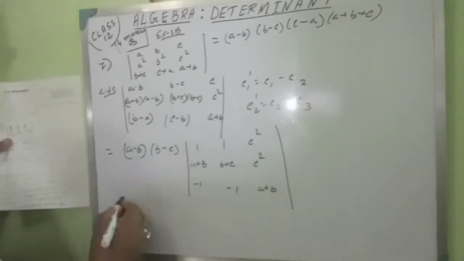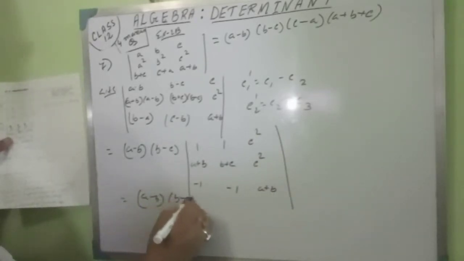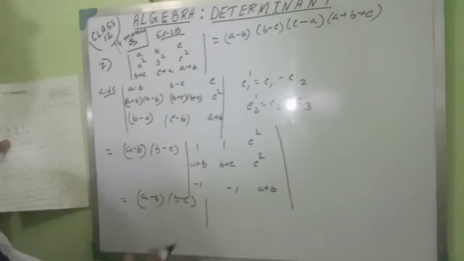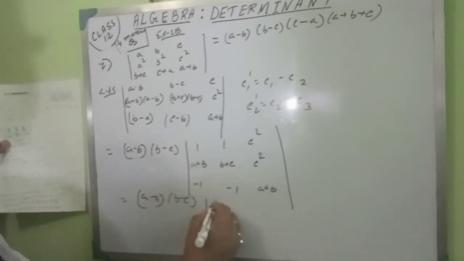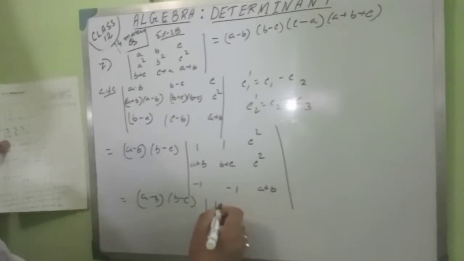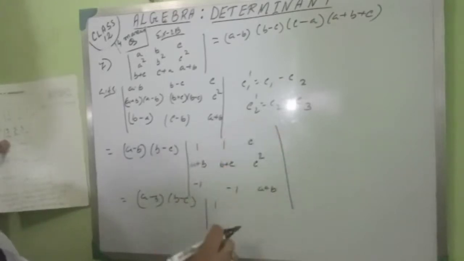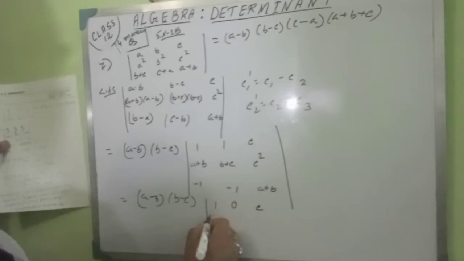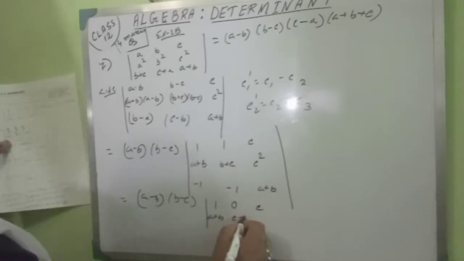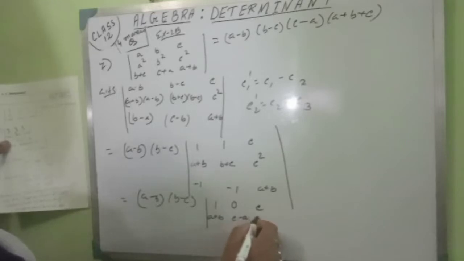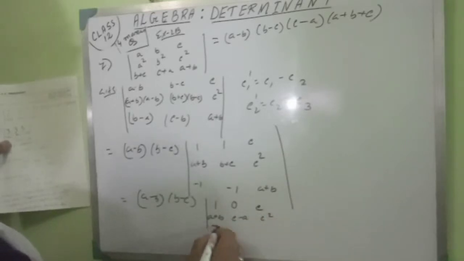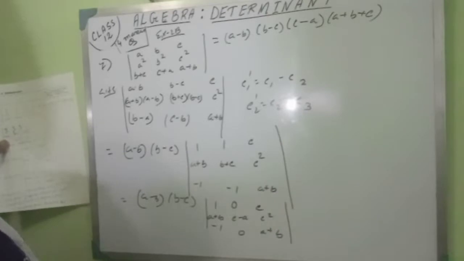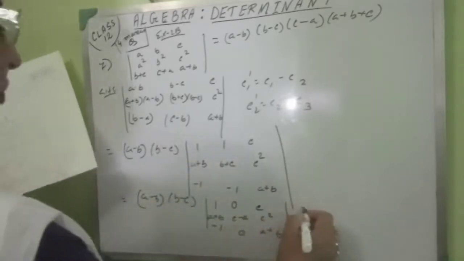Got it? Now A minus B, B minus C will be B plus C, again 1, 0, then it is C, it's coming A plus B, C minus A, C square is minus 1, 0, A plus B. Okay, just expand this, then we will get this.